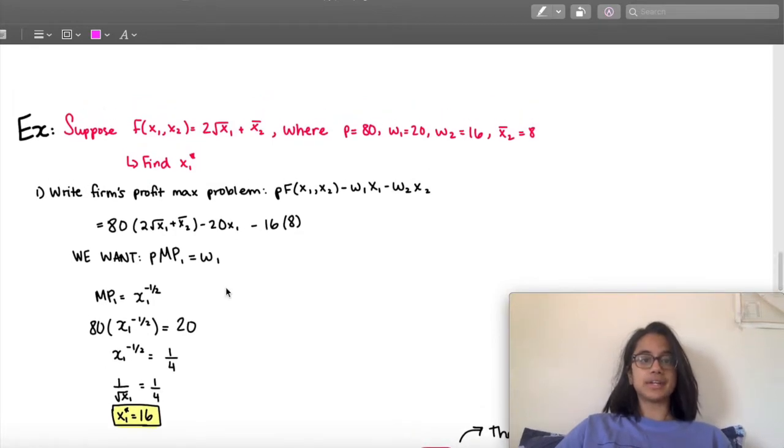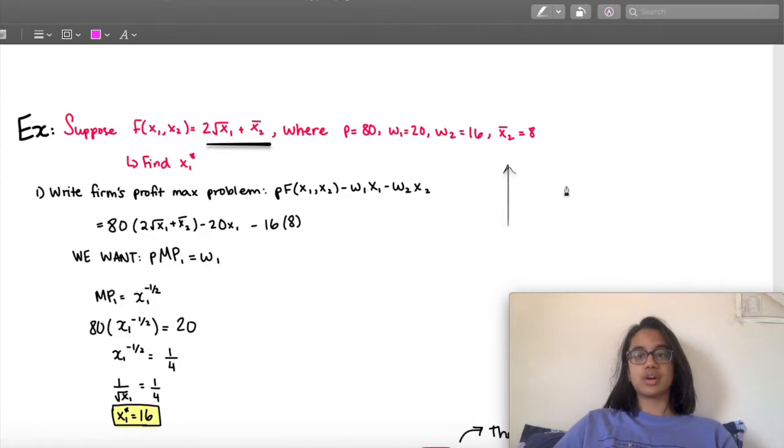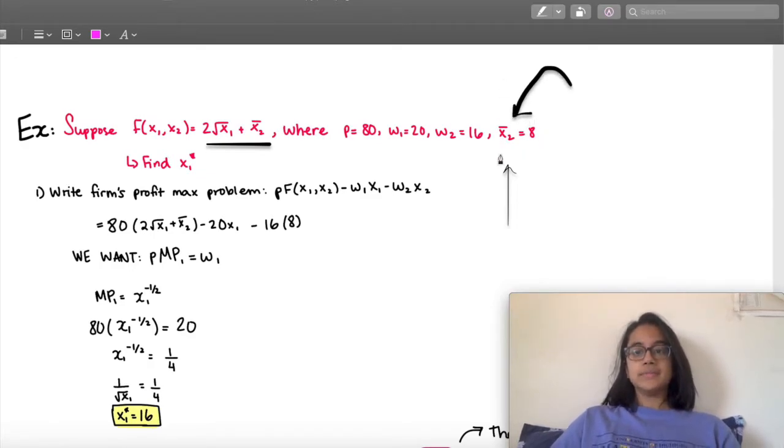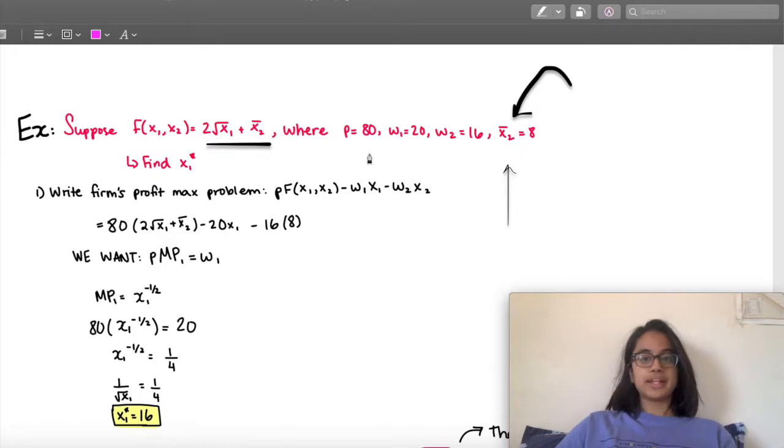So the first example is, suppose that our production function is this, where P is equal to 80, W1, the wage of the first good, is 20, and the wage of the second is 16, and X2, the second input, is a constant. You can think of it as capital. And how do I know that? Because of that little dash. X2 is constant, it's 8, so the prices are 80, 20, 16, 8. Now you just have to find X1.